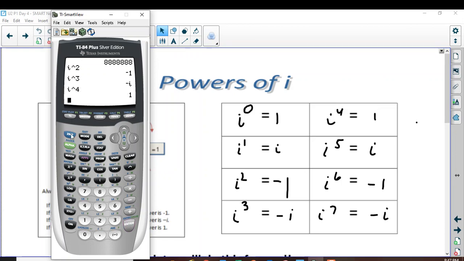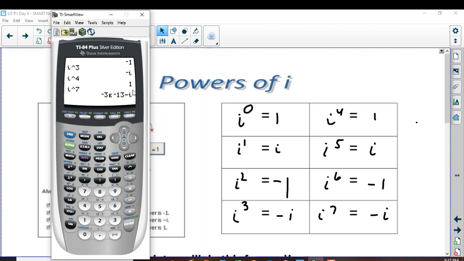Now, when you get to the bigger numbers, if I do i to the 7th power, you get this. And what this means is -3 times 10 to the -13th, which is 0.00000000000001203, which is basically 0. And 0 minus i would just be -i.